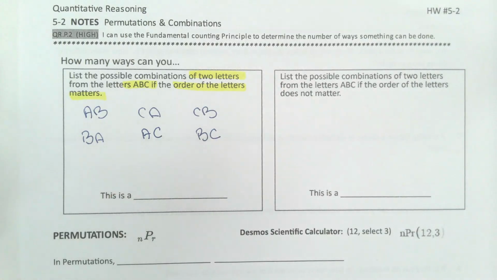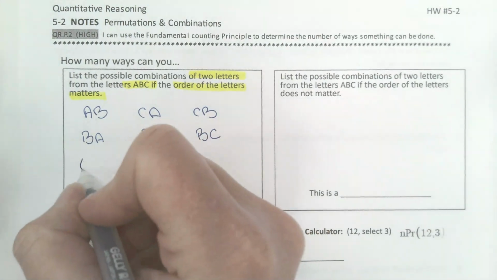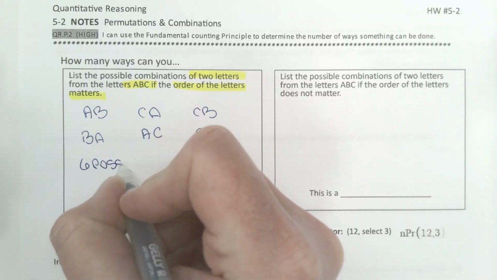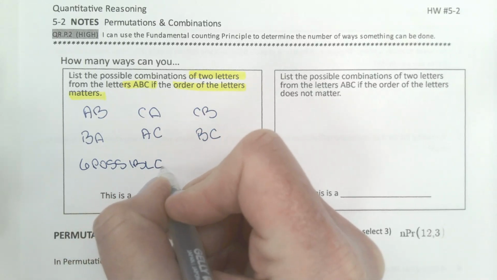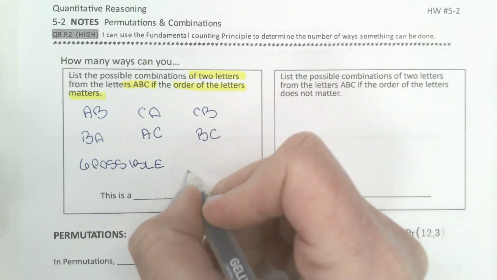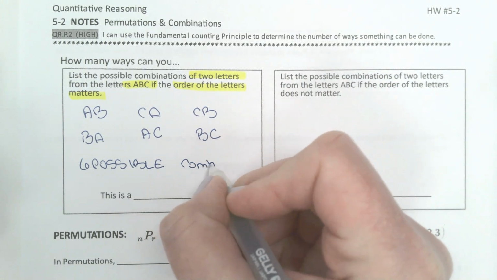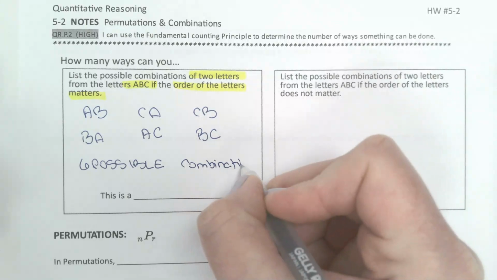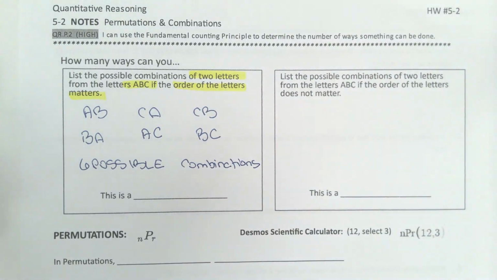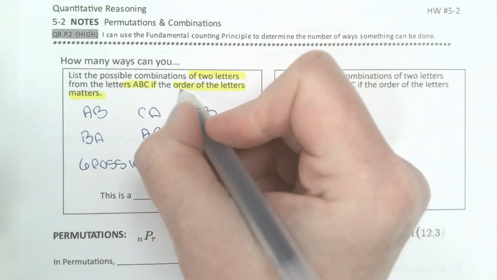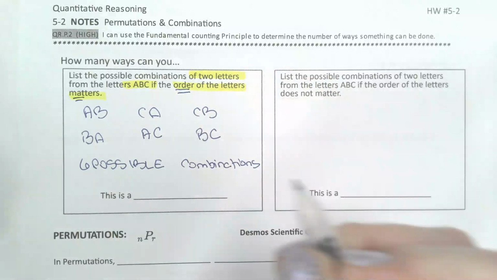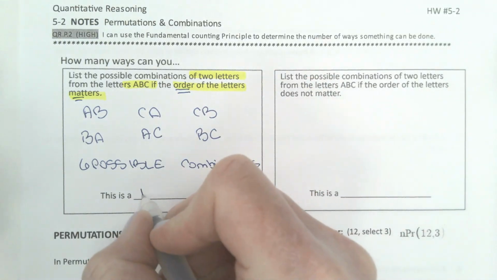All right, so how many possible combinations did I just come up with? There are six possible combinations. So when the order matters, this is what we call a permutation.